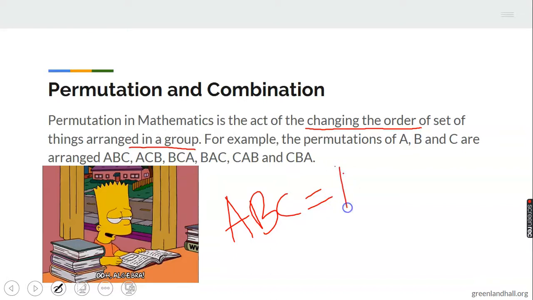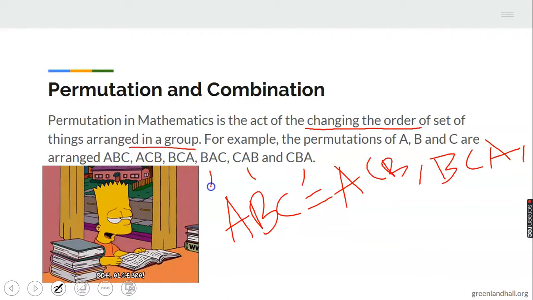can. So we can have A, C, B, 1. You can have B, C, A, 2. You keep changing until you are done. None is repeated. So if you can do that, we have about 6: 1, 2, 3, 4, 5, and 6. 6 times you are going to change. That is permutation. Alright, so let's get into it deeper.